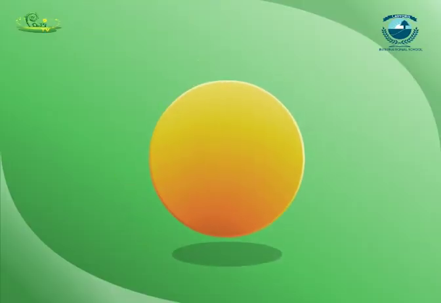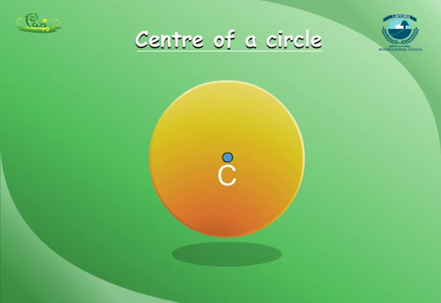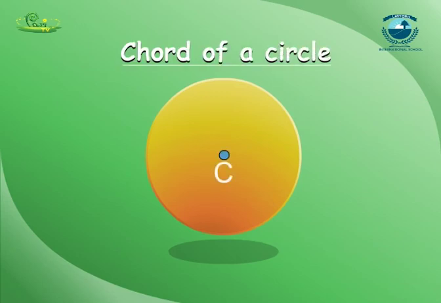First, take the center, which is the most vital part of it. Center is a point from where all the points on this circle are equidistant. Now I will describe the chord of a circle. The line segment connecting two points on the circle is called the chord of the circle. Here, AB is a chord.